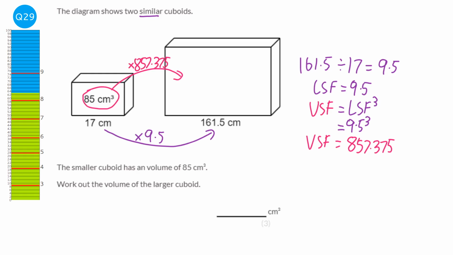So we've got the 85, and we're going to times it by 857.375, and we get 72876.875. So notice it's a lot larger. Yes, the linear scale factor has gone up by just under 10, but you look at how big that volume is, and that's generally what happens.